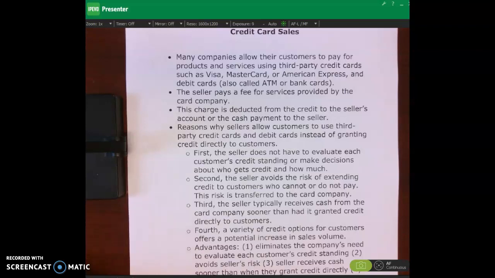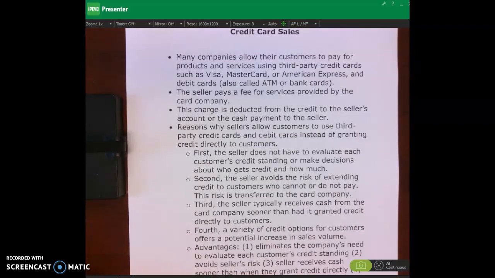Because when that restaurant makes a sale, they get paid by the credit card company, and then you pay the credit card. So basically what the restaurant or any vendor has done is outsource the credit worthiness checks to the credit card company, and they've also outsourced the collection of the cash to the credit card company. So they don't have to deal with it.